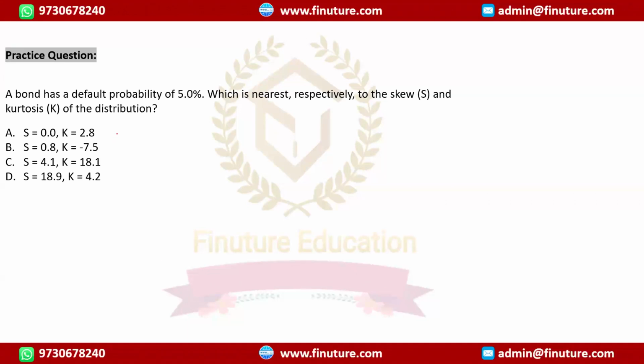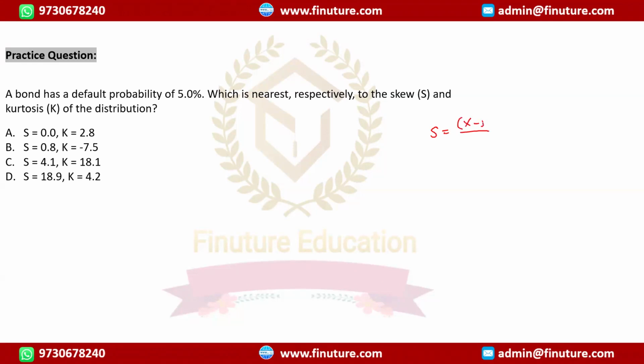The bond has a default probability of 5%. What is nearest, respectively, to the skewness and kurtosis of the distribution? I think this one you can skip. Otherwise, let me think if there is an easy way to solve this one. What is skewness? Skewness is the third moment.